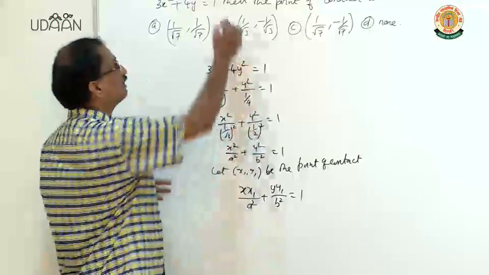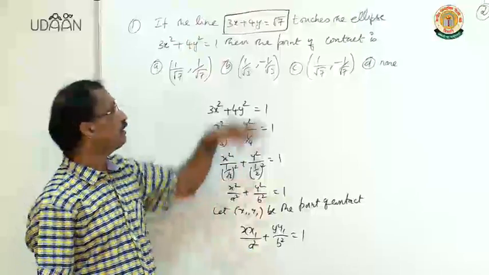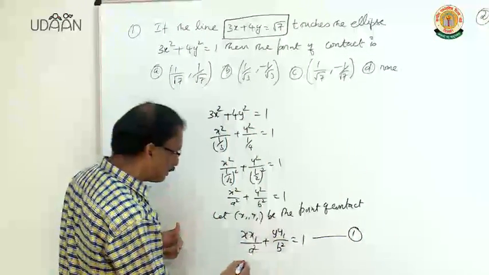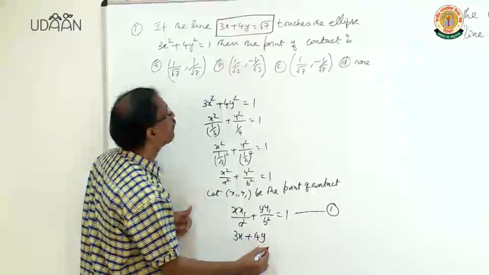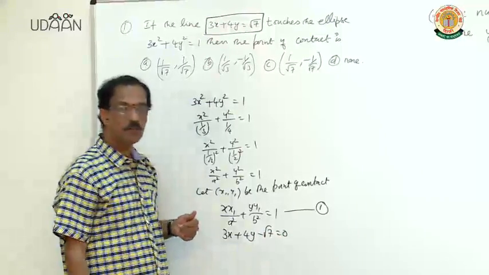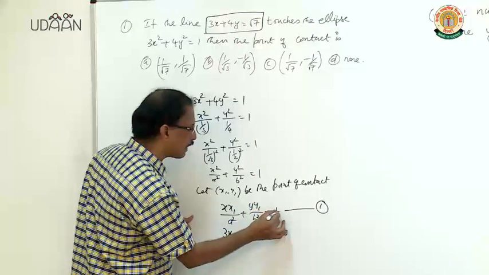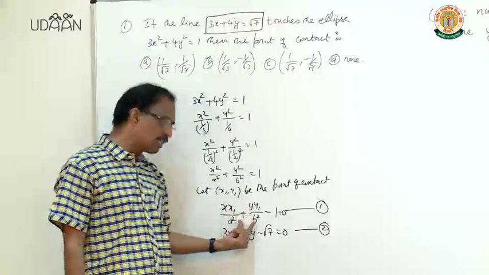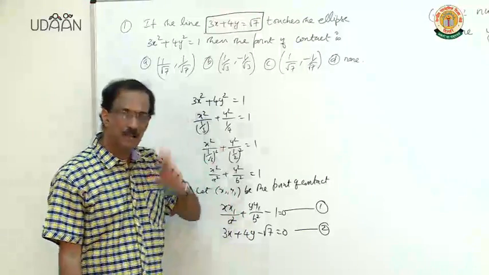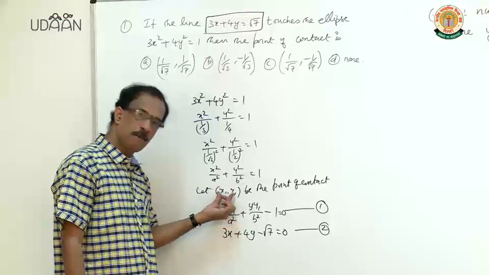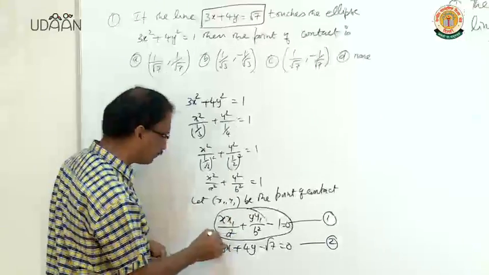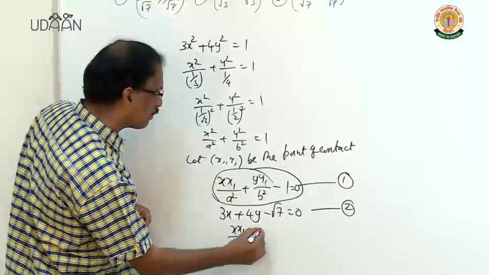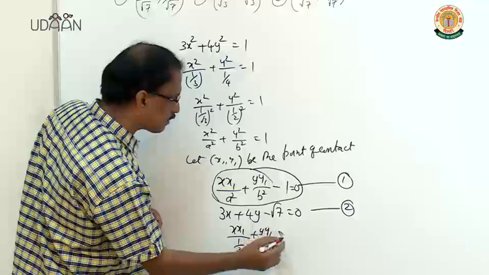Now, what is given? The line 3x plus 4y equal to root 7 is the equation of a tangent. Let us assume this as equation 1. And the other one, 3x plus 4y minus root 7 equal to 0, we can modify a little bit, minus 1 equal to 0. Now this is equation 2, the equation of a tangent at the point x1, y1 to the ellipse. Here a square is 1 by 3, so x1 by 1 by 3 plus y1 by 1 by 4 minus 1 equal to 0.